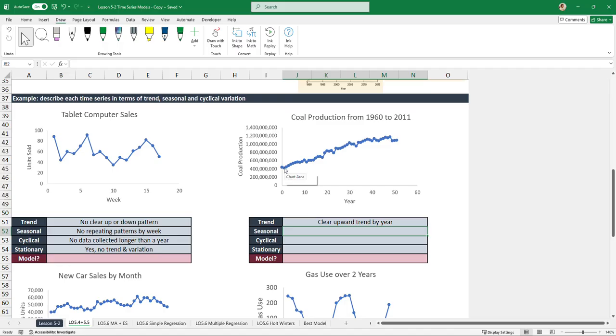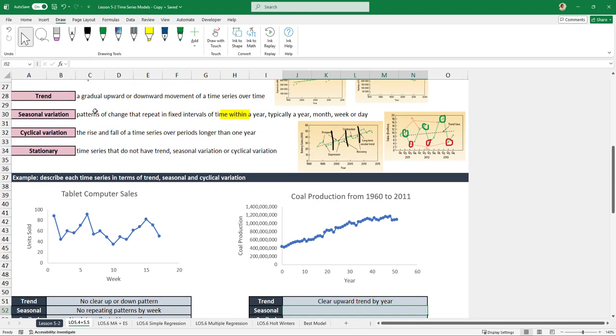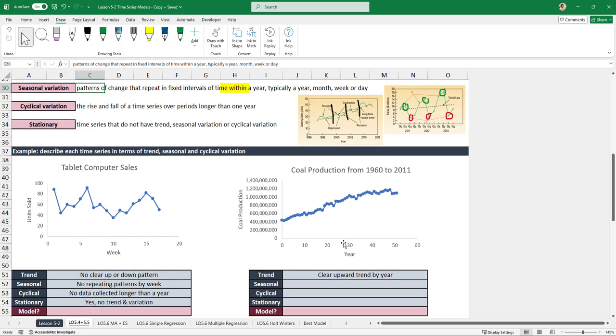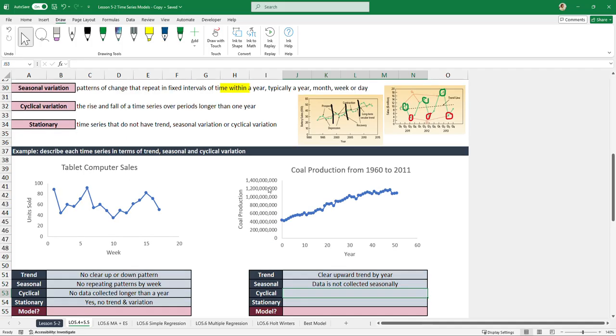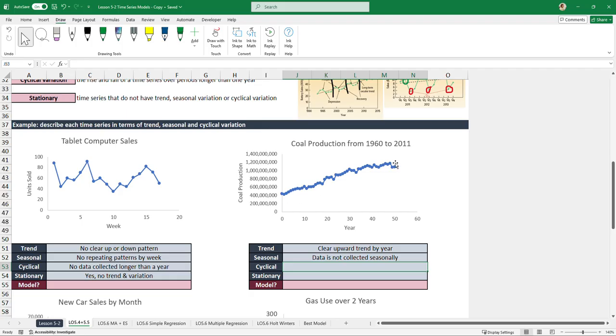For this one, the data is only collected once per year. We have data every year, so we cannot comment on seasonal variation, which are patterns within a year, because we do not have data collected monthly, weekly, or any period shorter than a year. So the data is not collected seasonally, so we cannot comment on seasonal variation. It's only collected yearly. However, this one definitely has periods longer than 1 year. It's collected over 51 years in total. That's a lot of years worth of data.